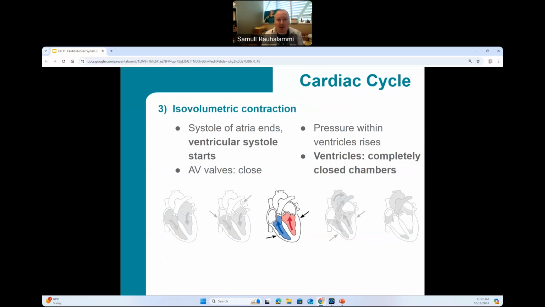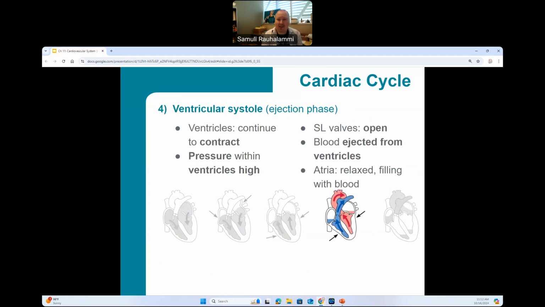This helps us to move now to the fourth stage, known as ventricular systole, also referred to as the ejection phase. So here the ventricles continue to contract, and as a result of the intraventricular pressure surpassing the pressure in the major arteries leaving the heart, the semilunar valves open. Blood is now ejected from the ventricles to the arteries. And simultaneously, the atria are relaxed and filling with blood in preparation for the next heartbeat.